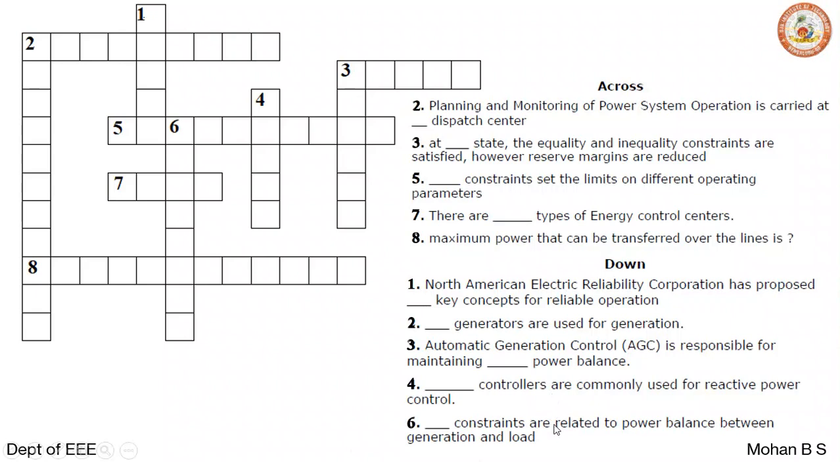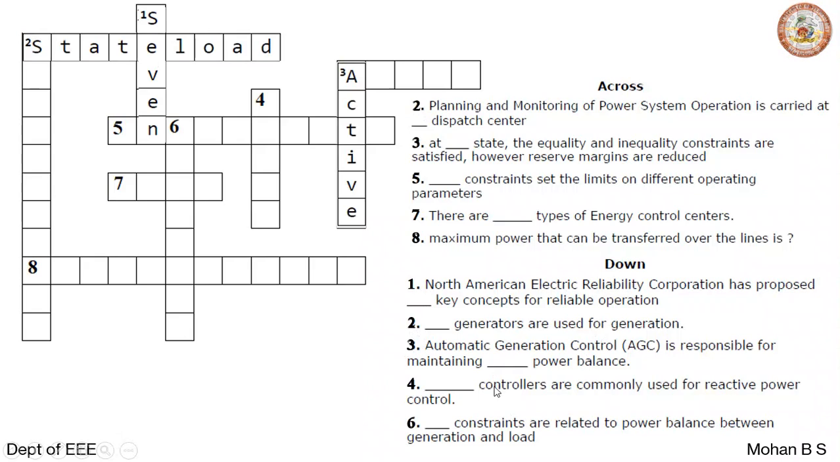So the first parameter down, North American reliable operation, we have 7 key parameters. The second going down, dash generators are used for generation, we use synchronous generators. And then second across, planning and monitoring of power system operation is carried at which dispatch center? State load dispatch center.